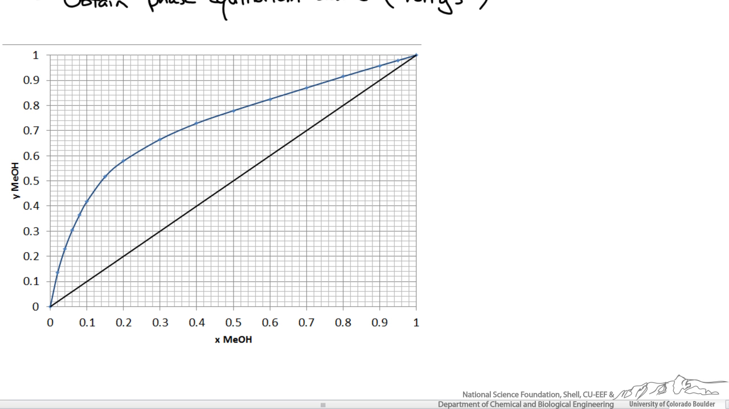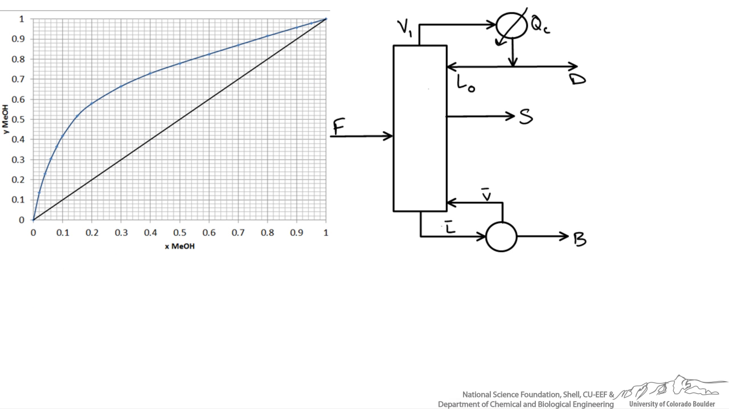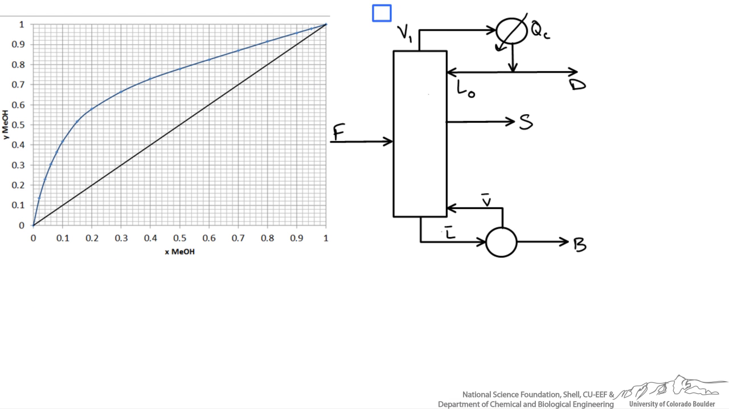So we've built our XY diagram with our 45-degree line, and now we could start trying to determine our operating lines for the column. So a great place to start is in our rectifying section, and we're not going to look at the side stream right now. So we'll just take a look at this area that I've highlighted in a box and write a material balance for what's coming in and out of that region.